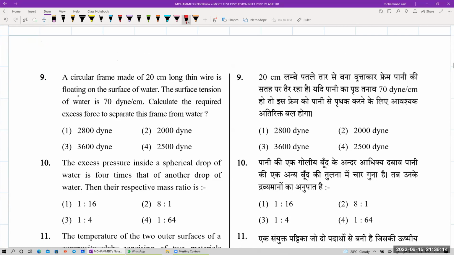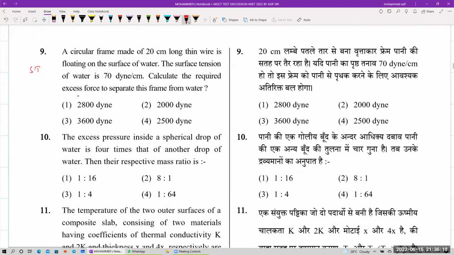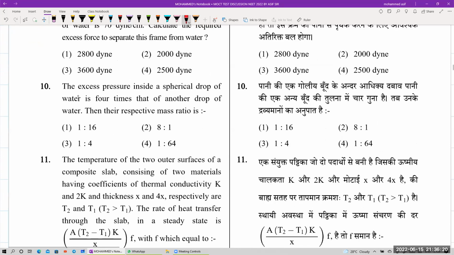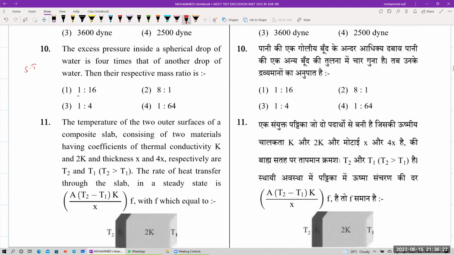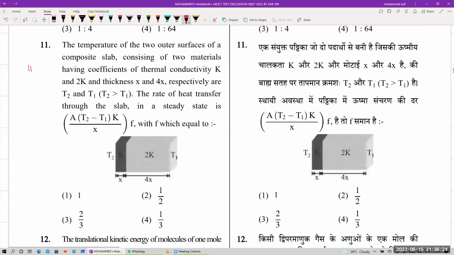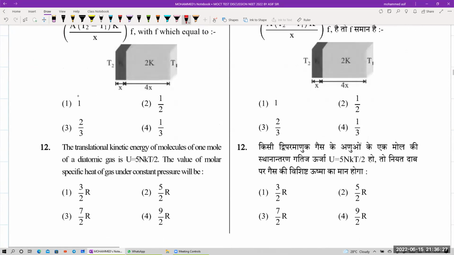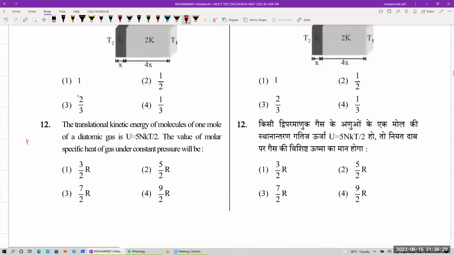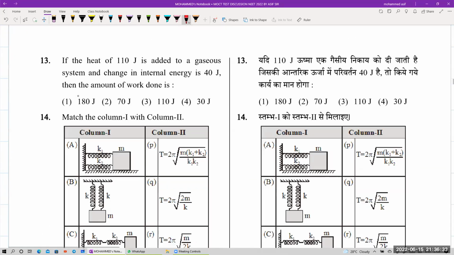A thin wire floating on the surface, the surface tension. This is from your surface tension chapter. Excess pressure. This is also from your surface tension chapter, fluid mechanics. This is from your heat transfer. Then rotational kinetic energy. This is from your kinetic theory of gases, or I can say from thermodynamics or heat. And this one is also from your heat.